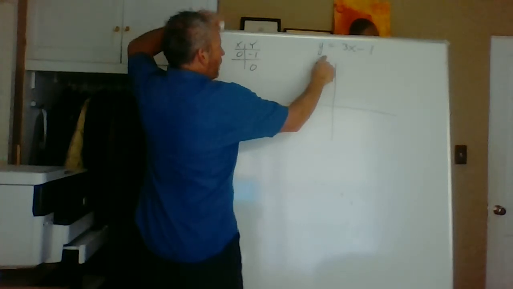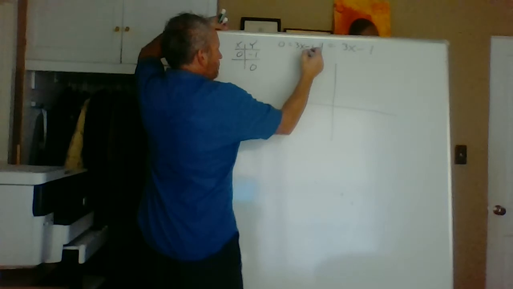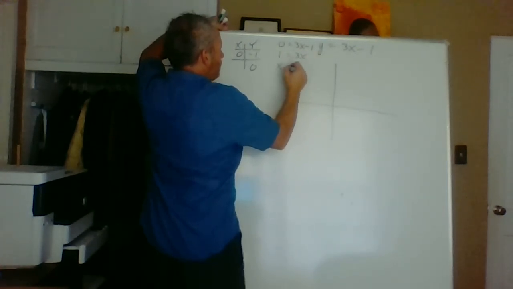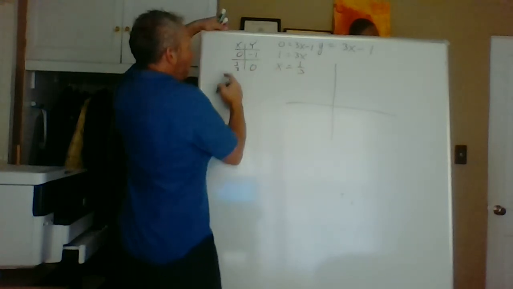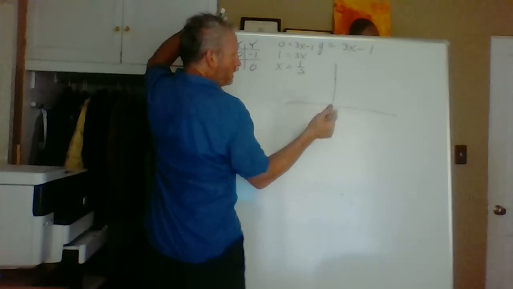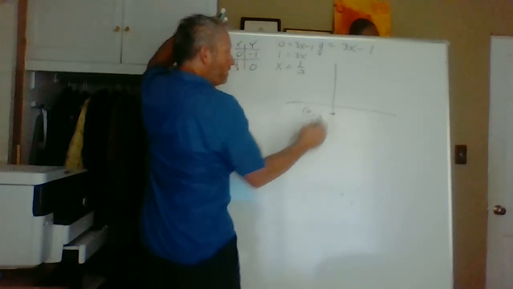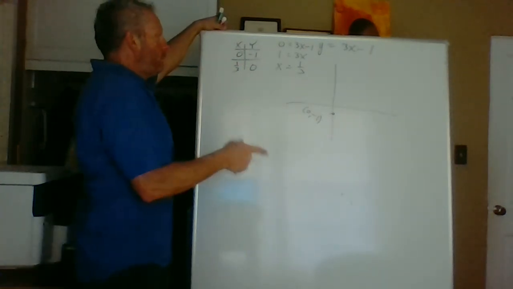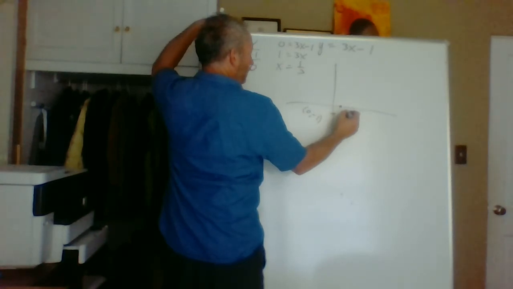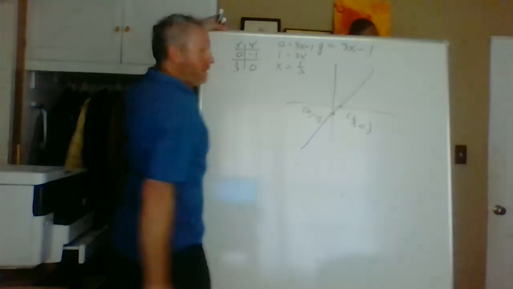If I put a 0 in for y, you have to do a little bit of work. 0 equals 3x minus 1. How about we add 1 to both sides and divide by 3? So x is 1/3. So there's our intercept. So 0, -1. That's this point right here, which is the y-intercept. And here, 1/3, 0. So over 1/3, 0. And there's the straight line.